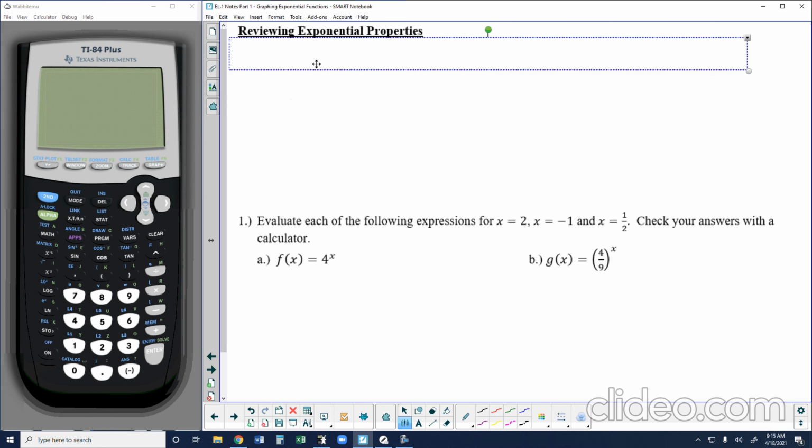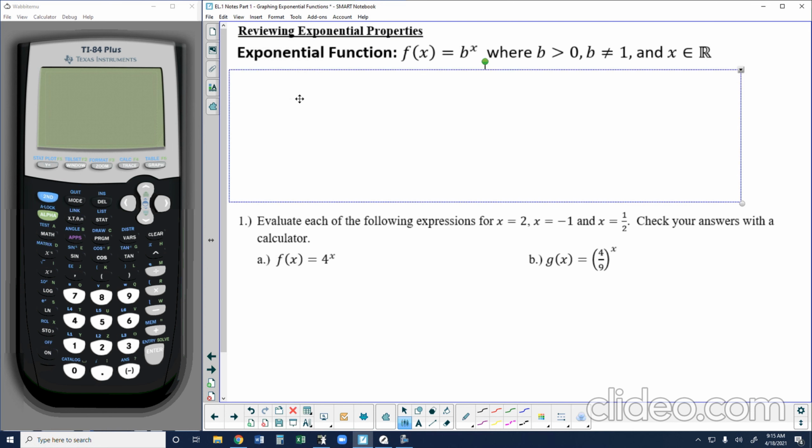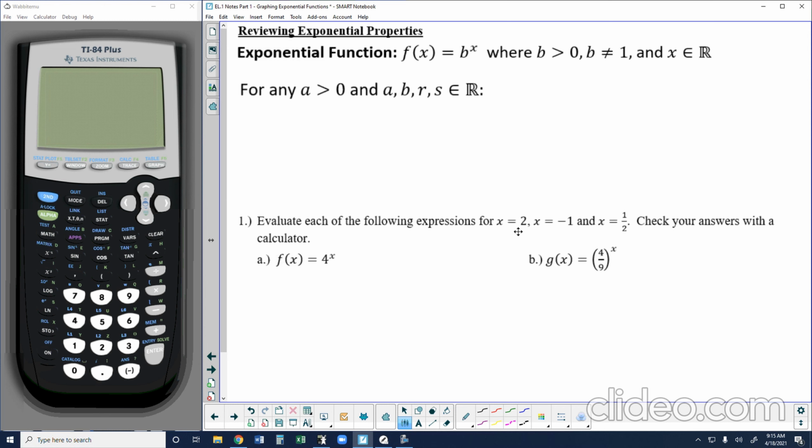So the definition of an exponential function, and this notation may look familiar, is any function of the form b to the x power. So our variable is in the exponent. And this is where the base b is going to be greater than 0, not equal to 1. And our variable x is assumed to be a real number. So this b to the x power form should be familiar. Now, just to refresh some of our properties, we're going to deal with some variables. a is greater than 0. a, b, r, and s are all real numbers here.